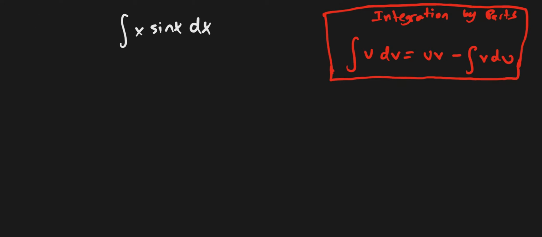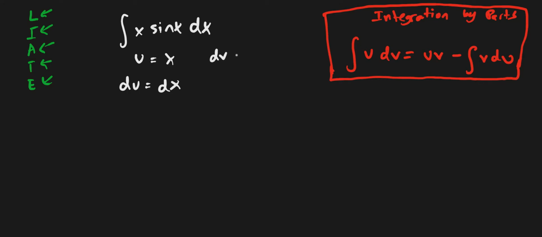Again, we can use our acronym that we have, LIATE. I'm not going to write out what these mean, because I did cover that in a previous video, but I'm just going to say that this is logs, this is inverse trig, this is algebraic stuff, this is trig, this is exponential stuff. So I'm going to say u equal to, in this case, the algebraic stuff, that's x. So du is going to be equal to dx. Then I can set dv equal to the remaining stuff, that's just sine x dx.